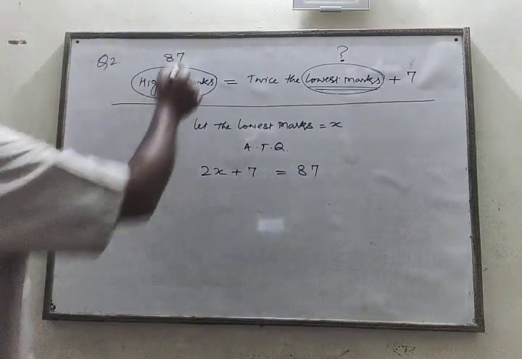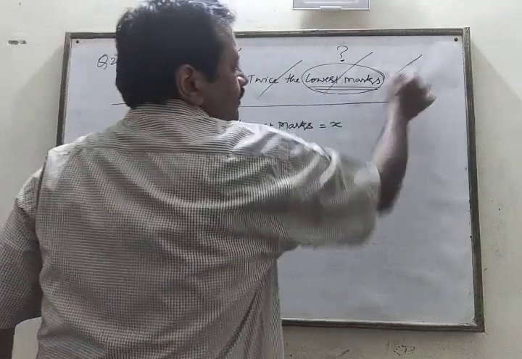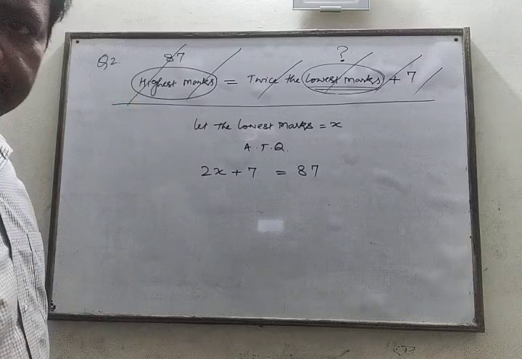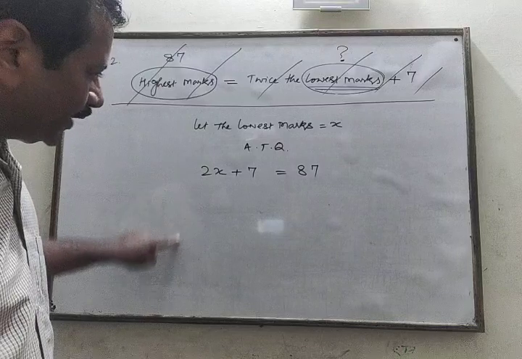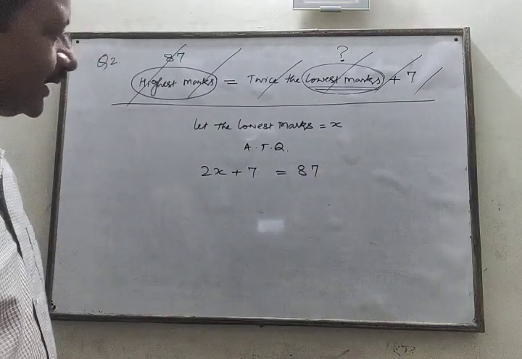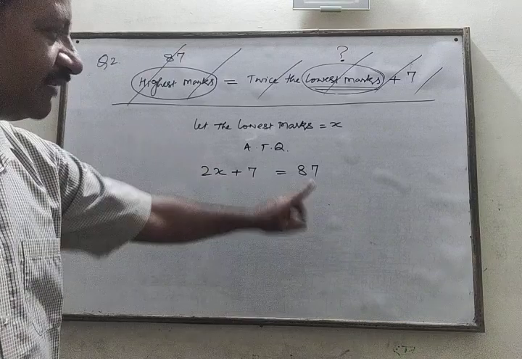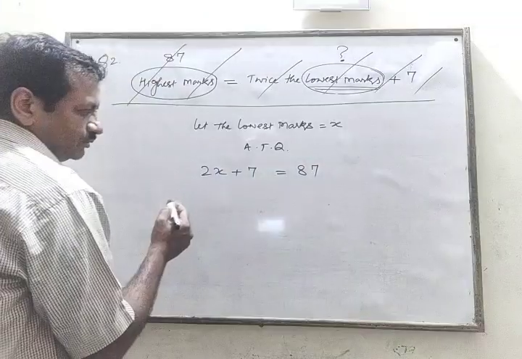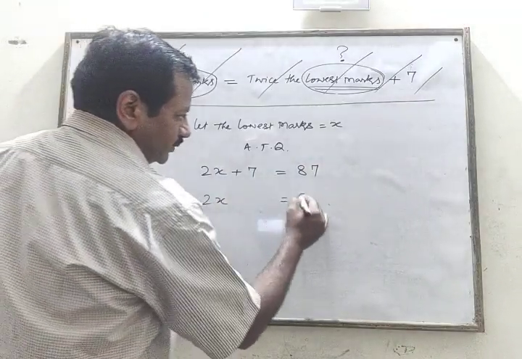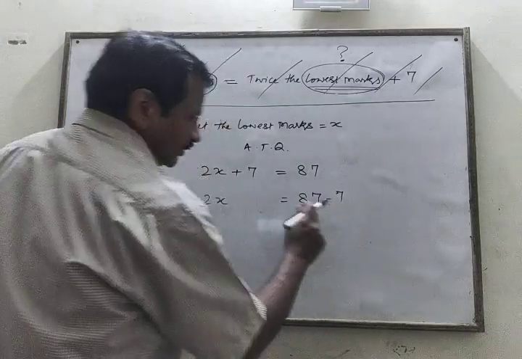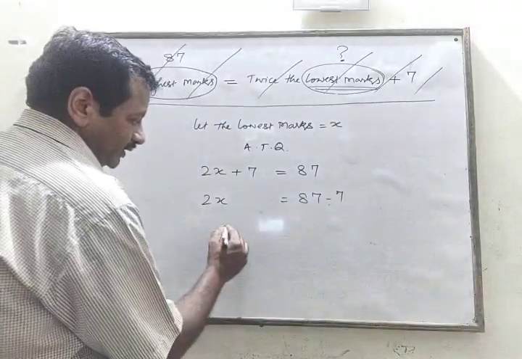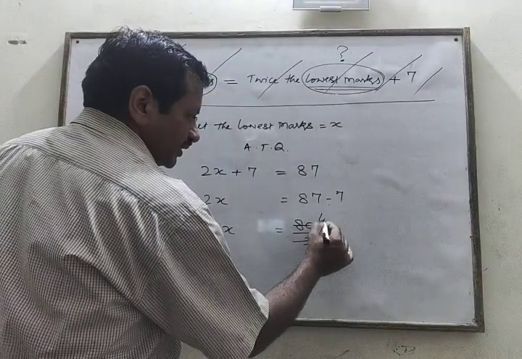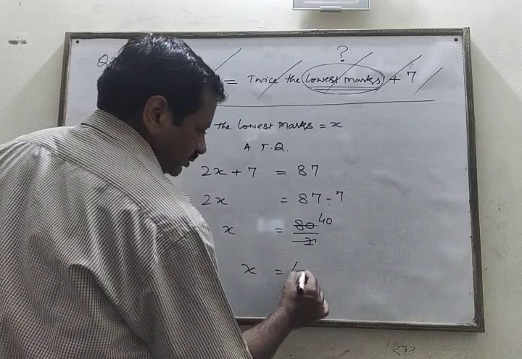So this is the understanding part. Now you can cut it or rub it. There is no need to write it in the fair notebook. This is only for understanding. We will write in the fair notebook from here. Let the lowest marks be equal to x. According to the question, 2x plus 7 equal to 87. Now solve the equation. Shift this 7 to this side. 2x is equal to 87 minus 7, so it will be 80. 2 will be dividing over there. x is equal to 80 divided by 2. x equal to 40.